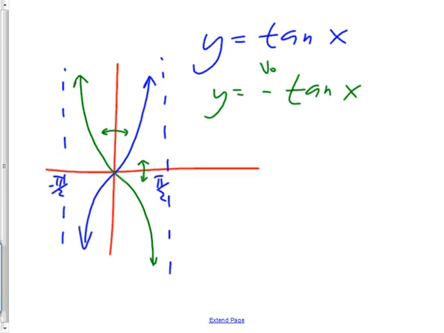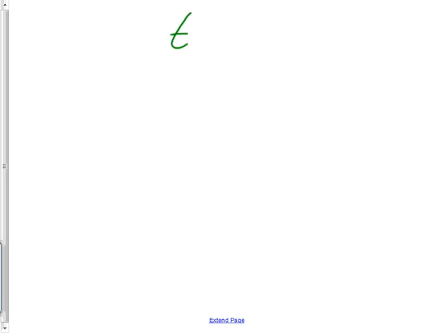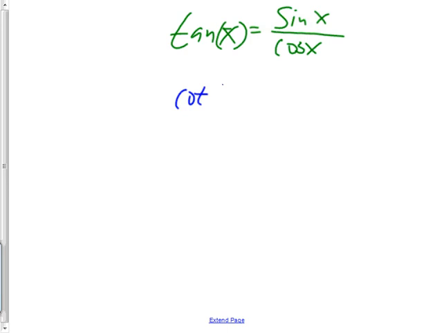Now, what's the last graph I haven't taught you? Cotangent. You would think cotangent would be as simple as just flipping tangent around, like this green one here. It's not. Not the same as that. Okay, let's look at what cotangent really is then. If tangent of x was sine over cosine, then since cotangent is the flippin' sister, cotangent would be what over what? Cosine over sine.